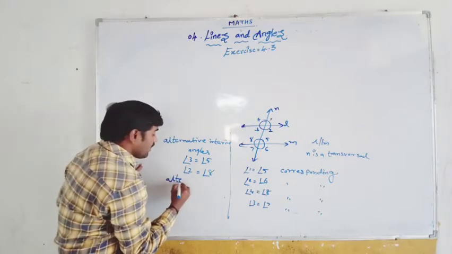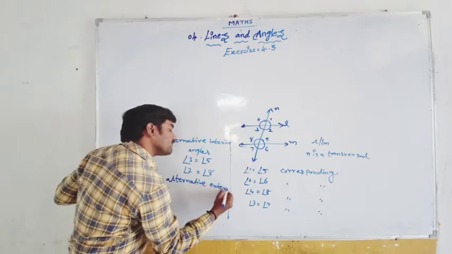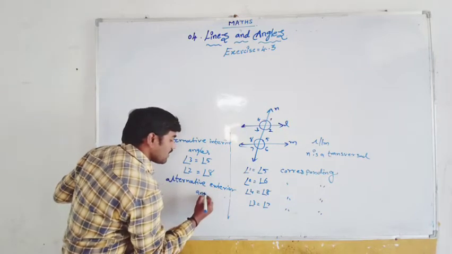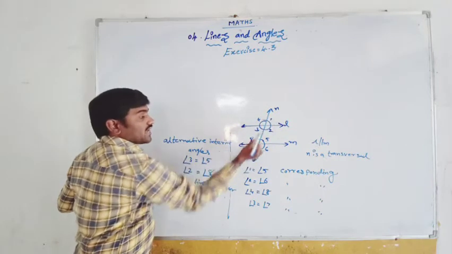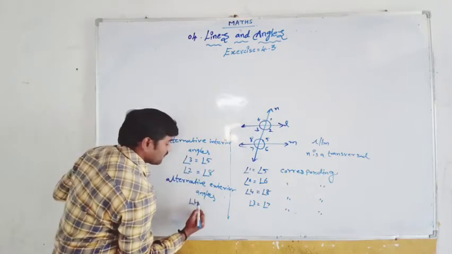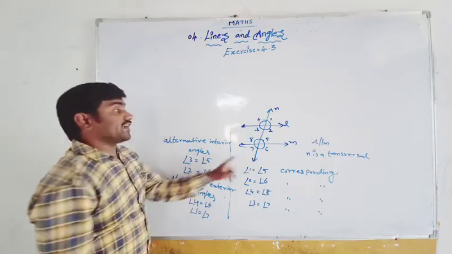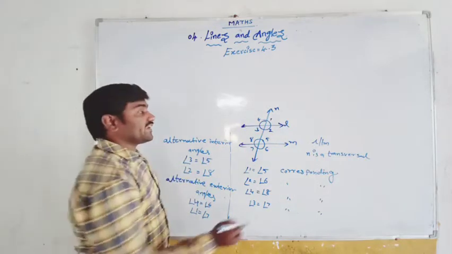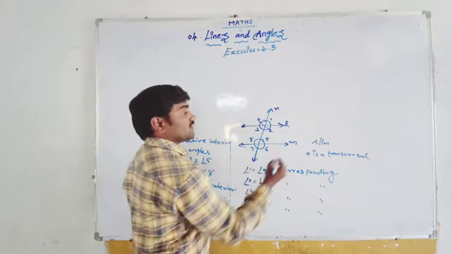And in the same way, alternate exterior angles. That means see, angle 4 equal to angle 6, angle 1 equal to angle 7. These are alternate exterior angles. Then vertically opposite angles: here angle 2 equal to angle 4, vertically opposite angles are also equal.